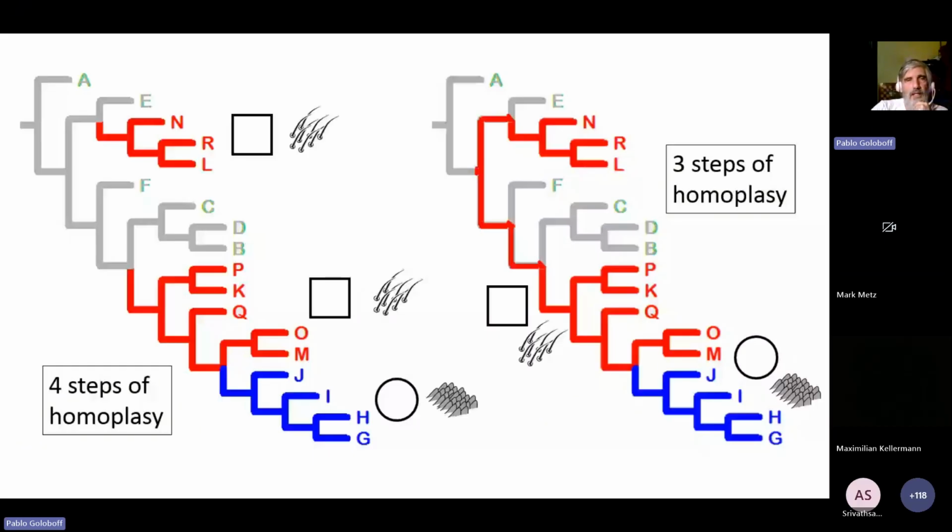You have one more character, the pill, let's say hairs. Enough about pills. So you add one more character. In this case, these independent originations of the tail, sorry, there was a problem with power.